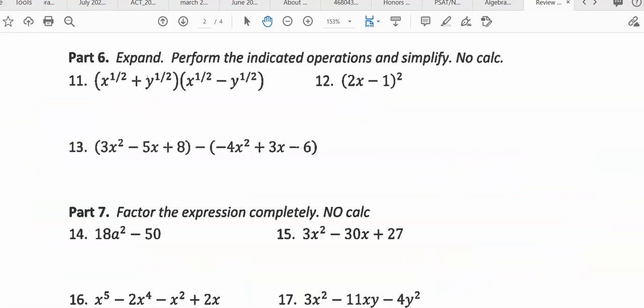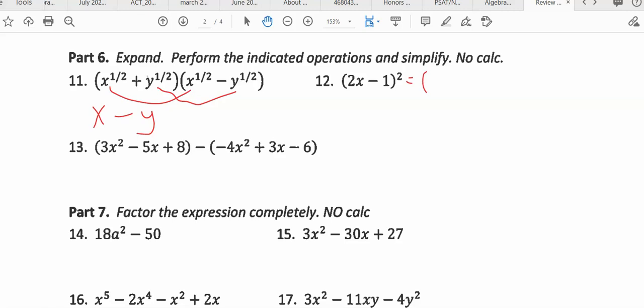So expand means to multiply it out. We're going to kind of FOIL this. So first times first, that would be x to the first power. You add the exponents. 1/2 plus 1/2 is 1. If you do last times last, because different squares, that's really all to do, and this would be y.